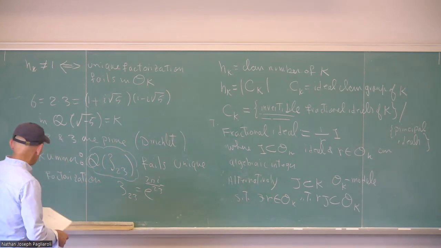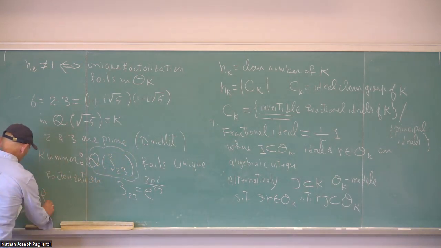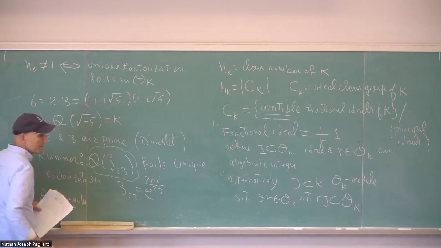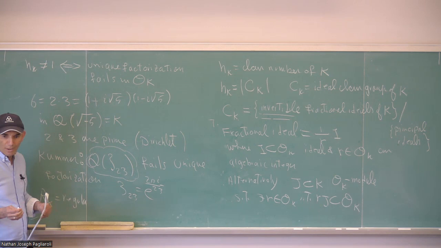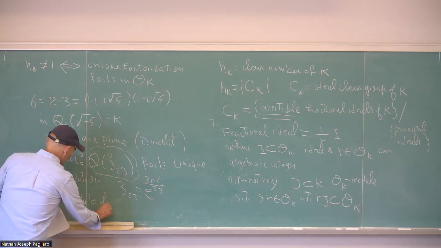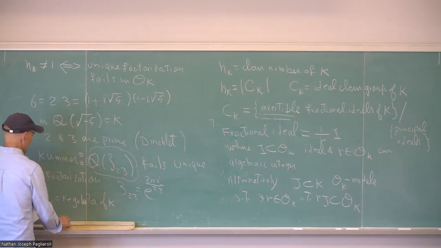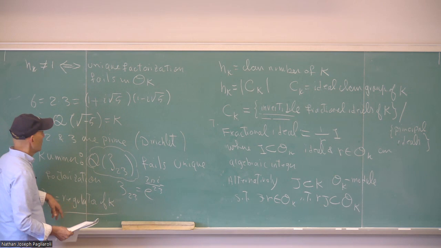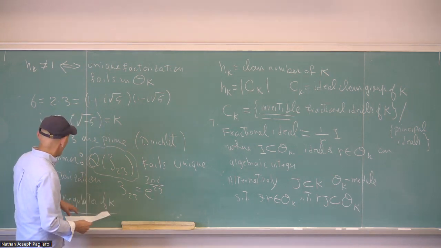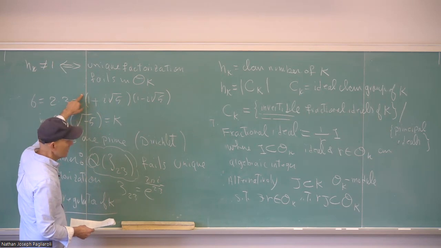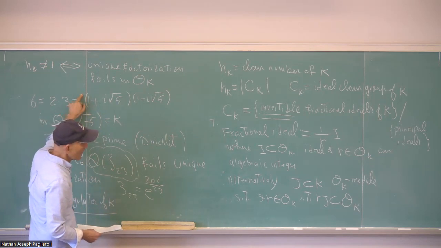Now, RK is the regulator. I won't define it, because in the two examples that we are doing, this is equal to 1. It's called the regulator of K. It's a certain volume. I don't want to define it because it's 1. HK is also 1 in both examples that we are doing.